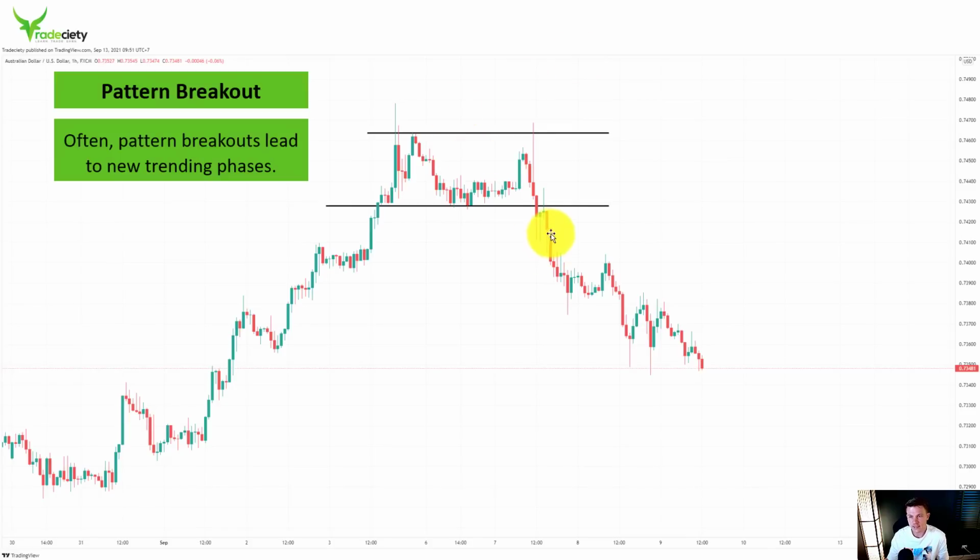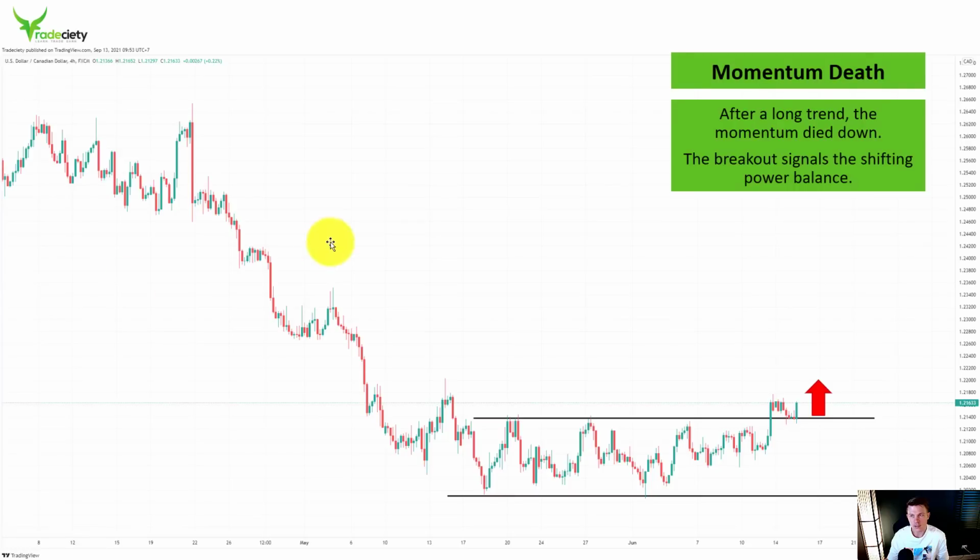And then here you can see what happens afterwards: the breakout, the retest with a nice pin bar, and then off we go. So breakouts, patterns are great, and the context is really important. Here we have what I called the momentum death. Pretty dramatic, but I think it fits the criteria here. So on the left-hand side, you can see the market was in a strong downtrend. In a short period of time, the market moved lower quite a bit.